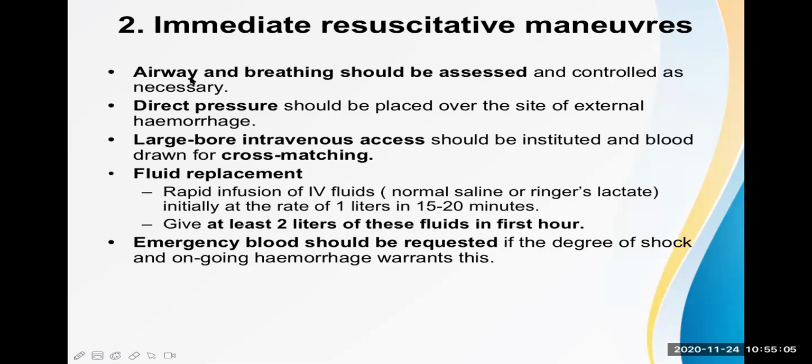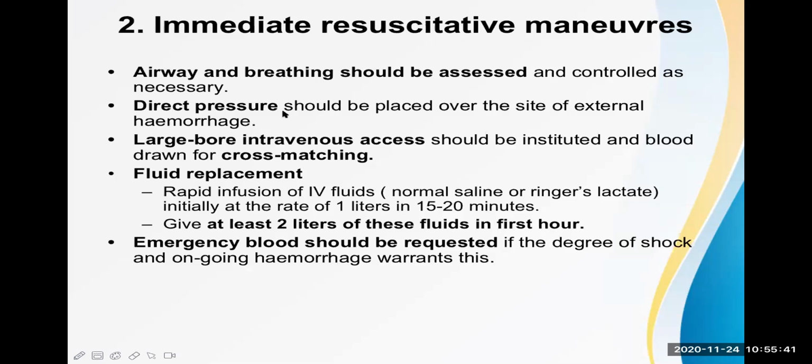So the first thing is always airway and breathing. It should be assessed and controlled as necessary. Remember, not all patients who come with bleeding to the hospital have a problem in the airway and breathing, but don't take it lightly. If this patient has suffered a major accident, like a road traffic accident or motor vehicle collision or something like that, their airway and breathing may be compromised. And if you only focus on the bleeding control, the patient may die. So airway and breathing should always be assessed in the beginning.